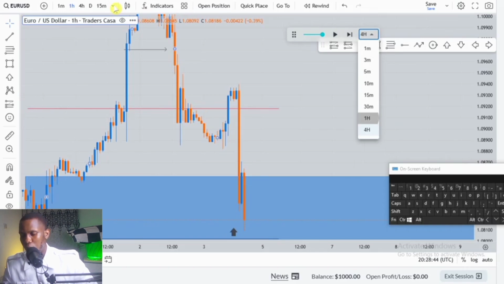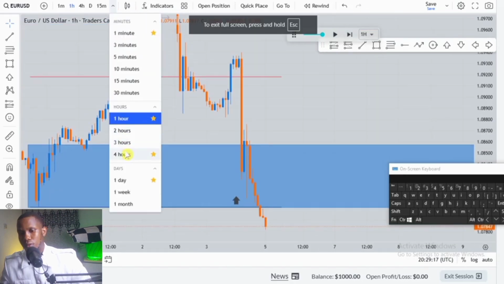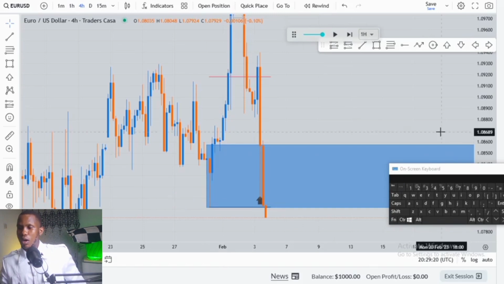Let me change this to 1 hour so we don't miss that. Okay, we broke below here. So once this low has been broken, I move to the 4 hour.